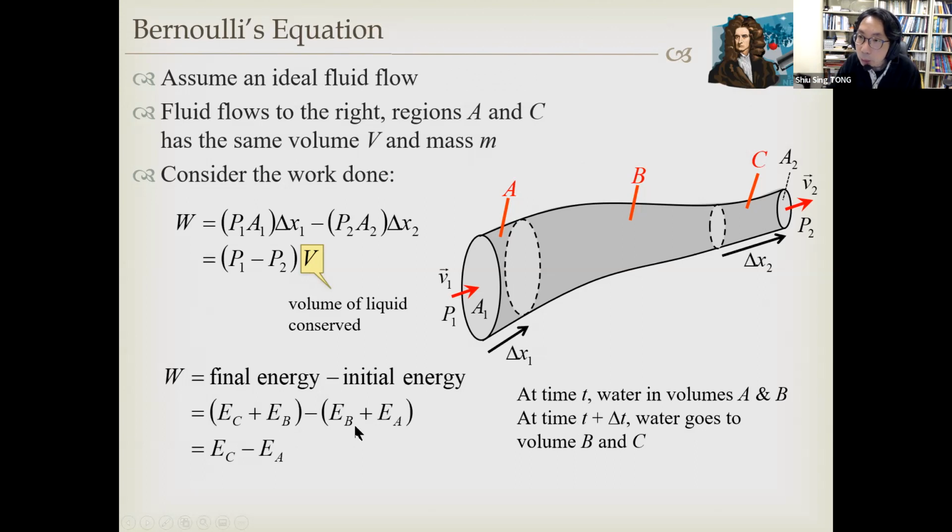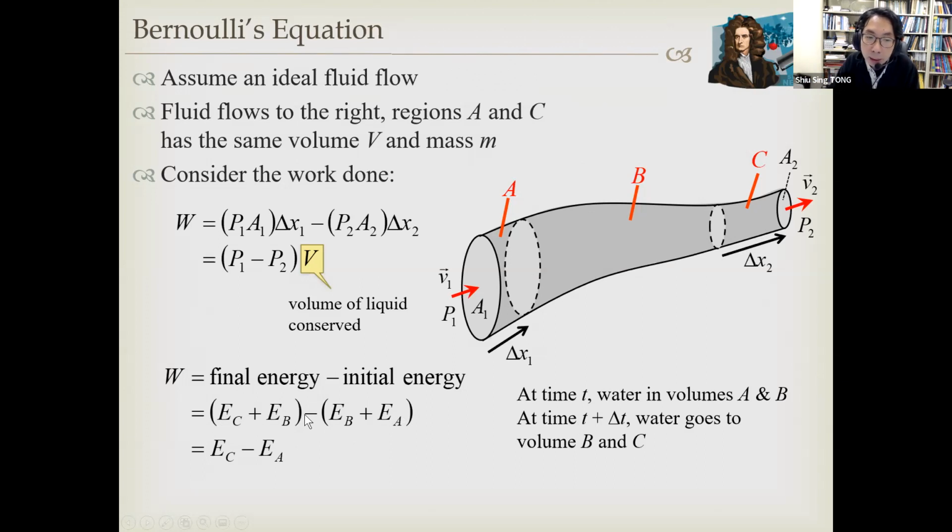So the initial energy consists of the energy of the liquid in region B and region A, which is EB plus EA. Finally, because the liquid has moved to region C, the total energy consists of the energy in region C and in region B. So the final energy minus the initial energy will be the difference between these two terms.